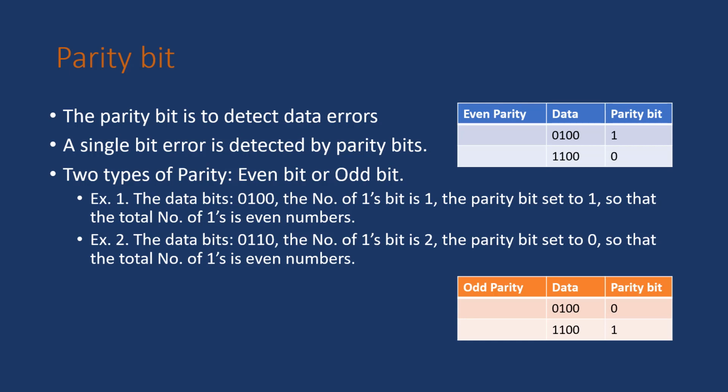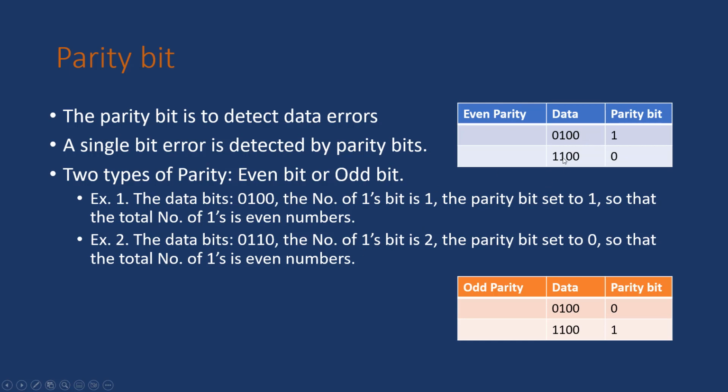Here are two examples. For example, the data bits 0100, the number of ones is 1. Here only one bit is set to 1. The parity bit is set to 1 so that the total number of ones is an even number. Here is the chart. For the even parity, this data only has one bit as 1, so we put a 1 in the parity bit to make it even.